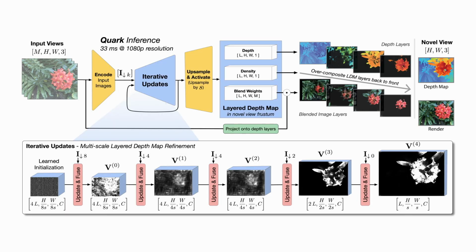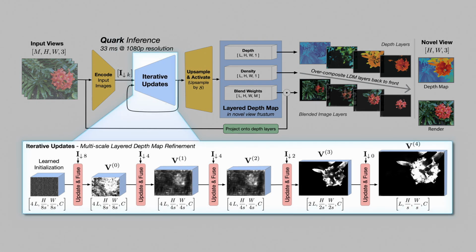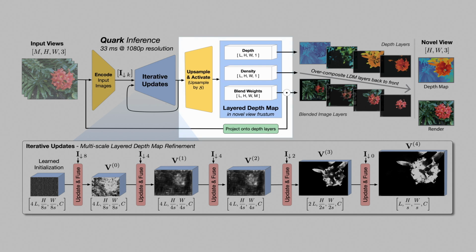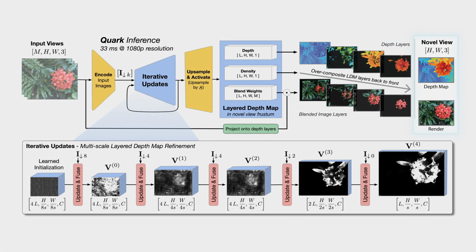In order to solve the layered depth map for each frame, we designed a novel feed-forward neural network that encodes and downsamples input images, and then performs a multi-scale render and refine algorithm to progressively refine and upsample the layered depth map. The network ultimately produces high-resolution depth, density, and blend weights. The original input images are projected onto depth, blended using blend weights, and then the resulting layers are over-composited to produce the final image. See our paper for an in-depth description of the algorithm.